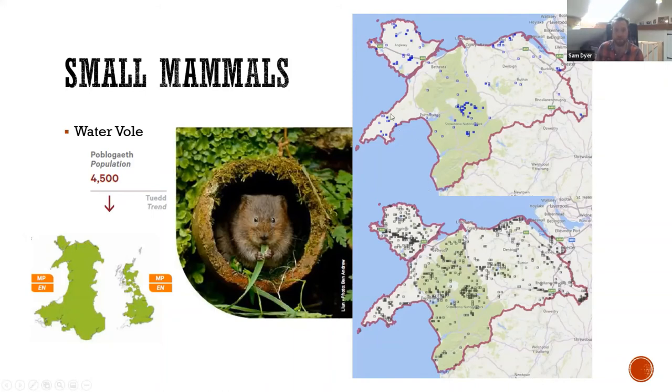We've got a couple of strongholds for them up in some of the uplands, such as Migneint, where you can see that in the top map. Anglesey is also a key site for them. But recently we've resurveyed a number of these sites, and water voles are disappearing from them, which is rather worrying.